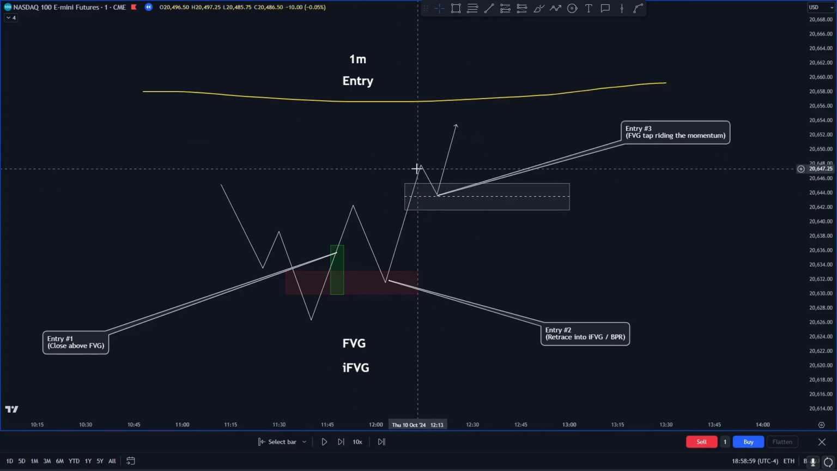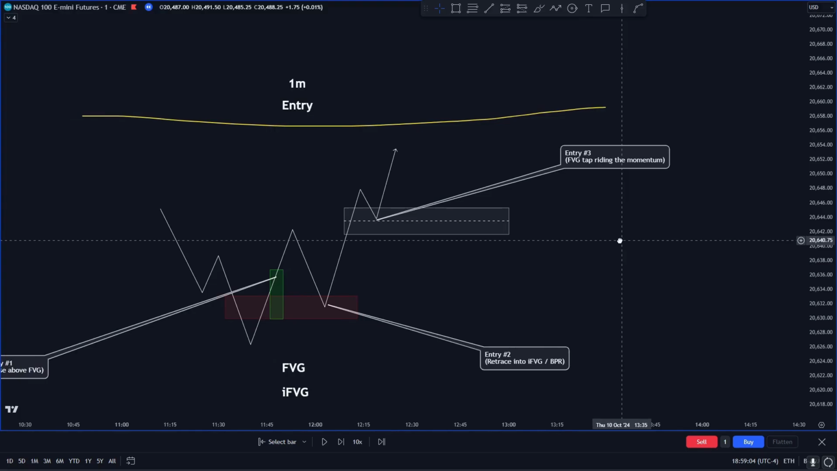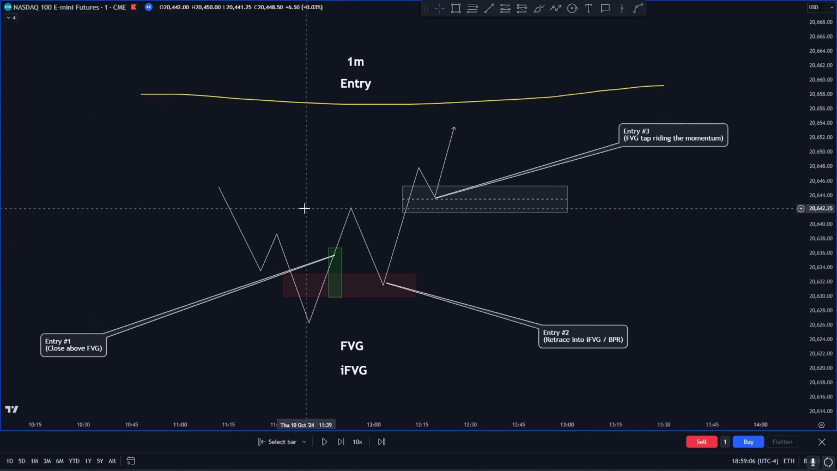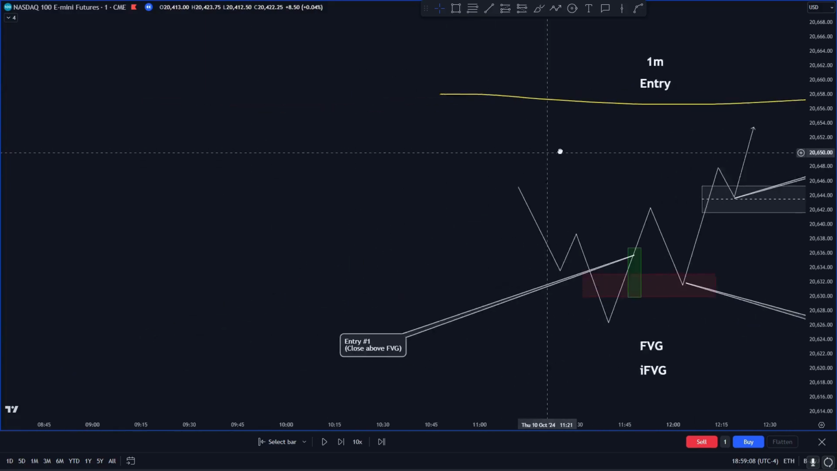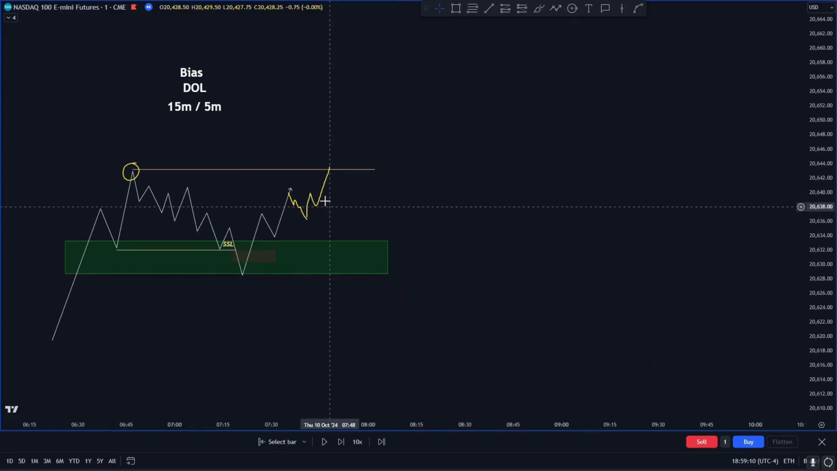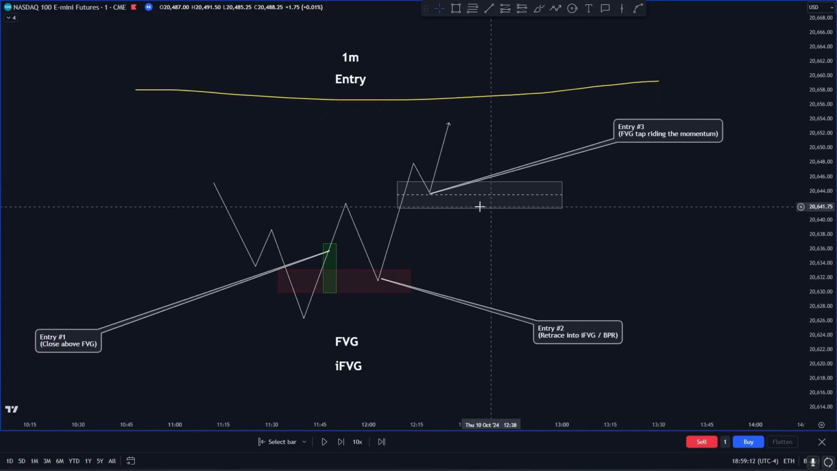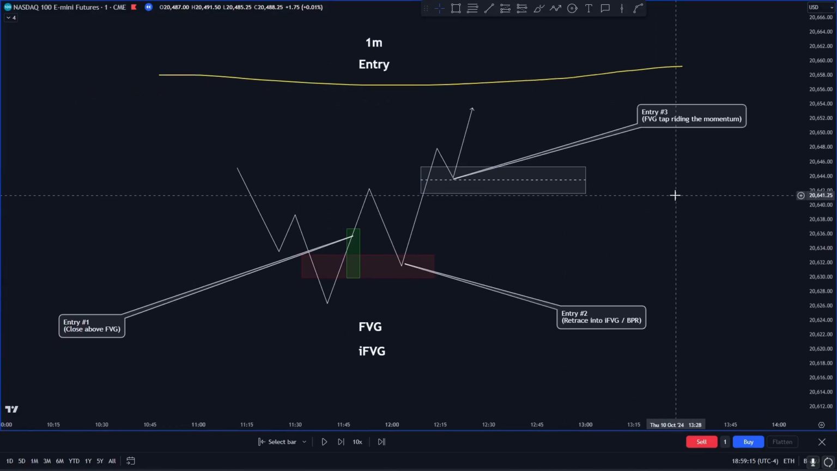trades, right? So once we retrace into a fair value gap and show that we're respecting that level, and basically how I know that we're respecting that level is if we get a strong candle close, right? Then I'll take the trade and ride into the high. So yeah, I'll hop onto the charts and show you guys an example right now.